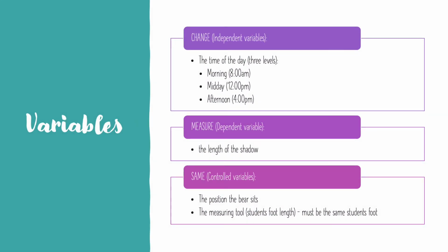In this investigation, the variable that we change, also known as the independent variable, is the time of day. This had 3 levels: morning at 8 a.m, midday at 12 p.m, and the afternoon at 4 p.m. The variable that we measure, also known as the dependent variable, is the length of shadow. And the variable that we keep the same, also known as a controlled variable, is the position the bear sits and the measuring tool. In this case, it's the student's foot length, and it must be the same student's foot.